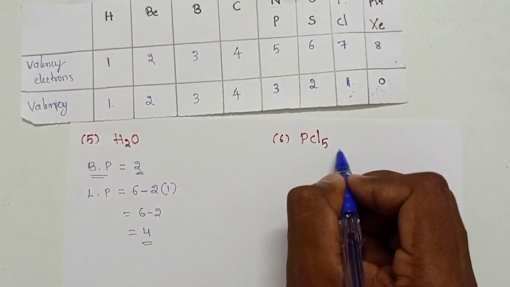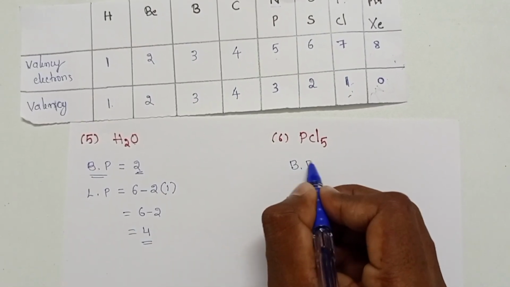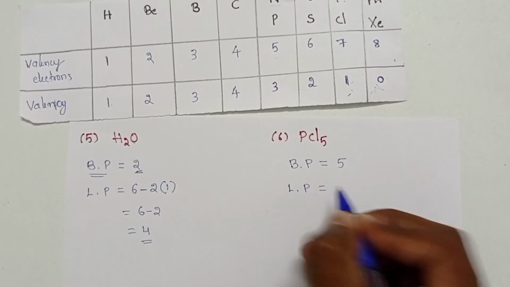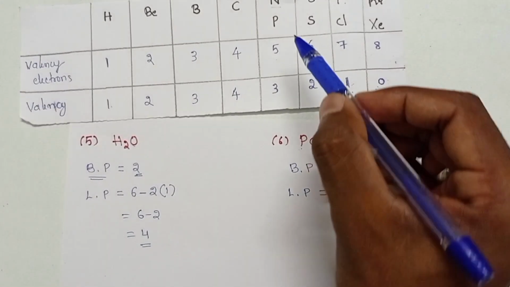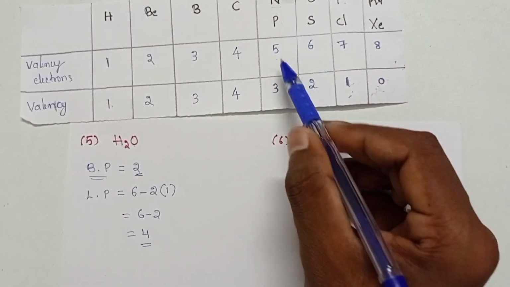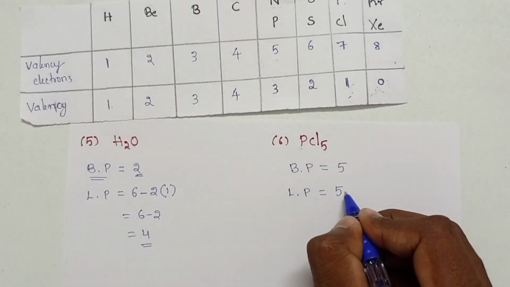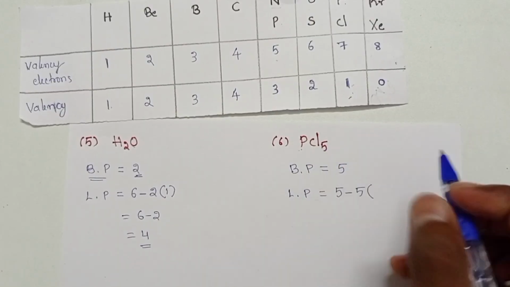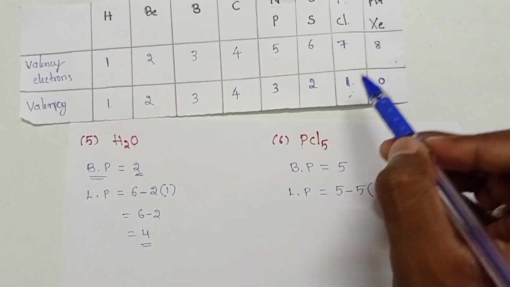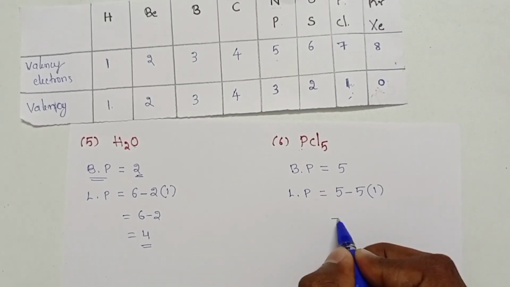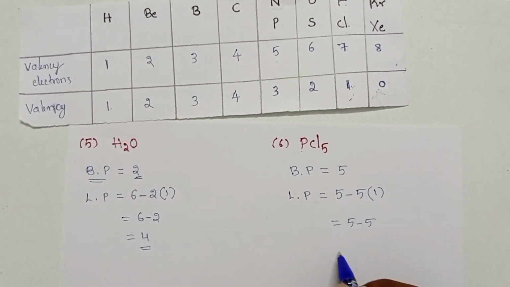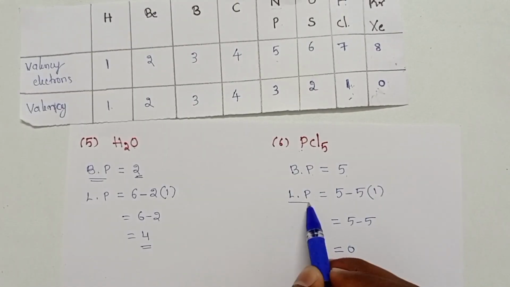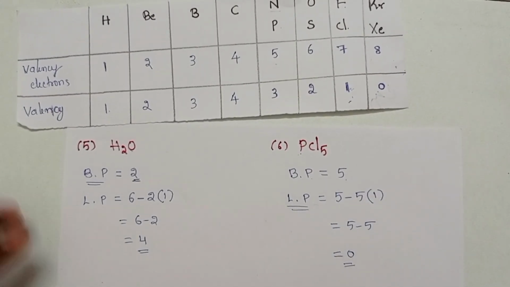Right? Similarly for PCl5, the number of bond pairs is equal to how many? 5, right? Next, lone pairs is equal to the valence of the central atom. Here phosphorus is the central atom, right? So the valence electrons of phosphorus is equal to 5. I will write 5 minus the number of surrounding atoms, how many? 5, into the valency of the surrounding atoms, that is chlorine. The valency of chlorine is equal to 1. I will write 1. Therefore here 5 minus 5 is equal to 0. So in this compound, bond pairs is equal to 5, lone pairs is equal to 0, right?